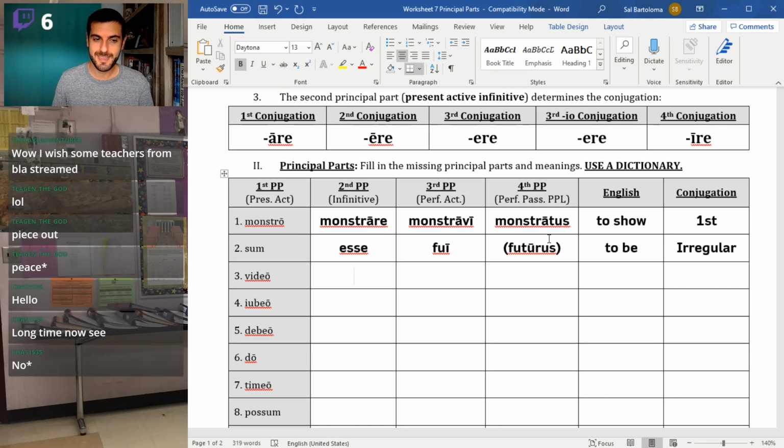Video, right? That -eo makes me think second conjugation, and when I look up that verb, it proves it. Video, videre. Oops, I keep doing that. Vidi is your past tense, and then visus is your participle. Video, of course, means to see. So video, videre, long -ere, that's second conjugation.